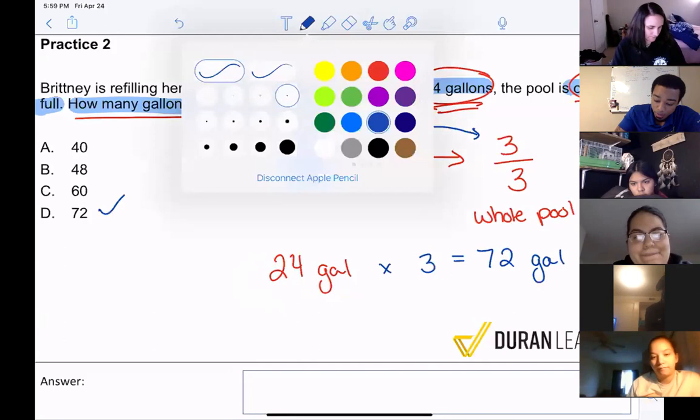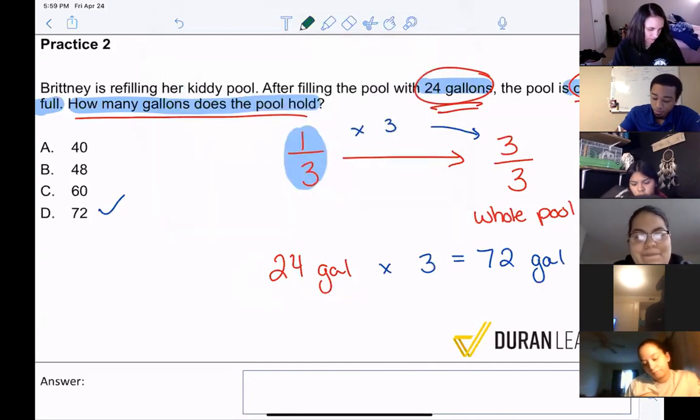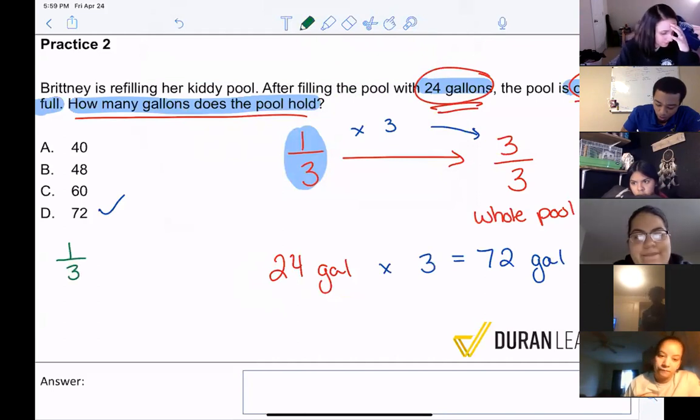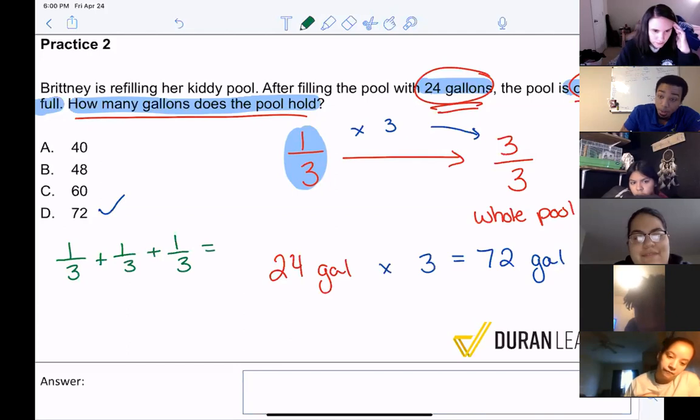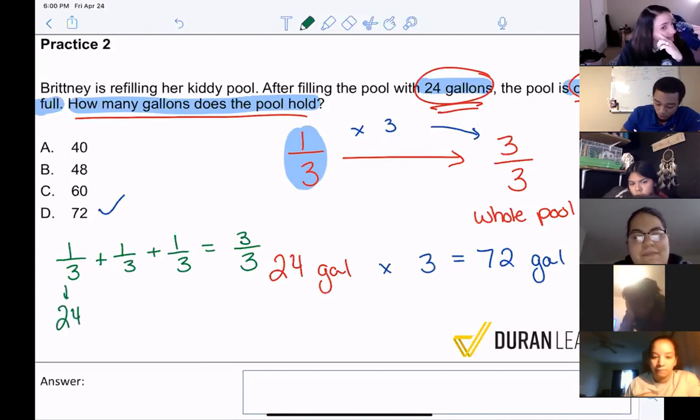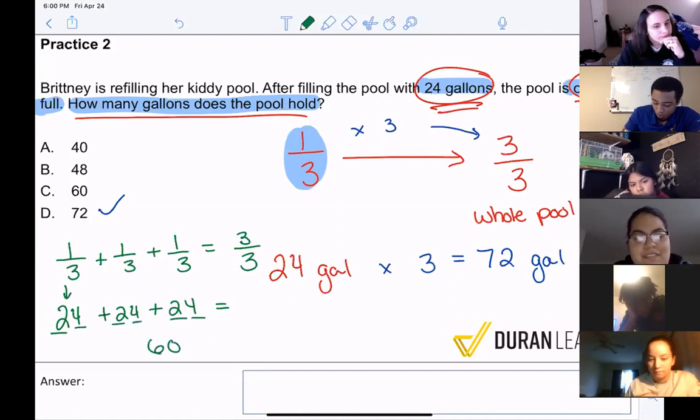Another way of going about it is, let me grab green here. If 1/3 is 24 gallons, what would happen if I did 1/3 plus 1/3 plus 1/3? Would I get 3/3? I would. Yeah. I would definitely get the whole thing, right? So if 24 gallons is 1/3, I'm adding 24, 24, and 24 together, which gives you again 72. Exactly, because 20, 20, and 20 is 60. 4, 4, and 4 is 12. 72.